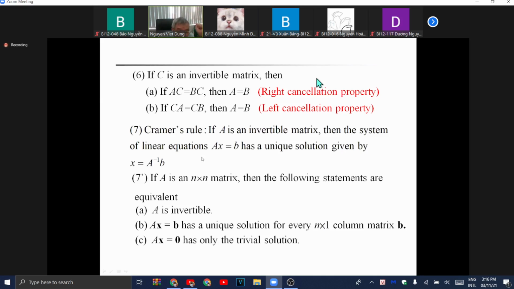Property number 7 is named Cramer's rule. It says that if A is an invertible matrix, then the system of linear equations AX equals B has a unique solution, and that solution is given by the formula X equals A inverse multiplied by B.